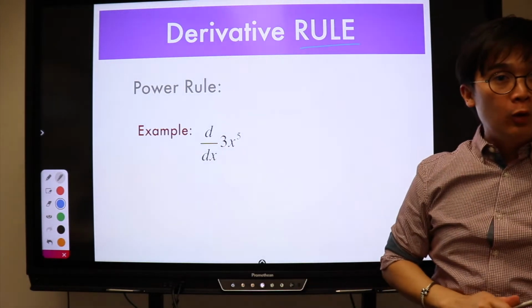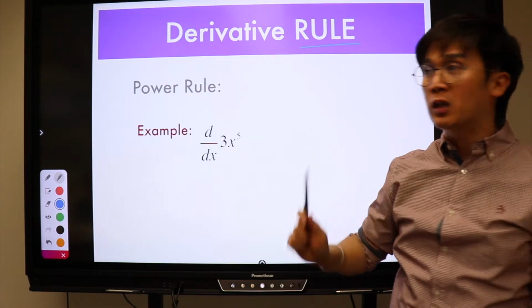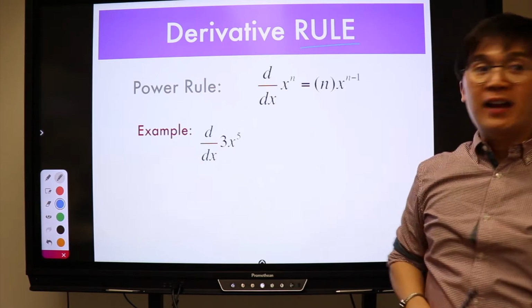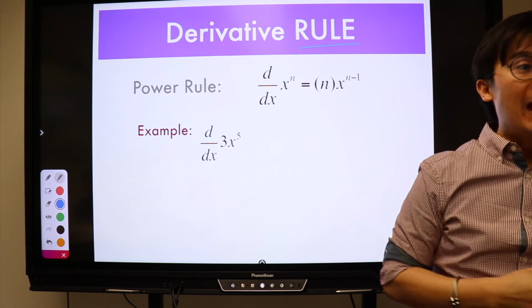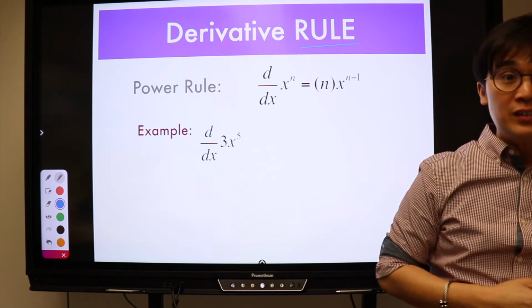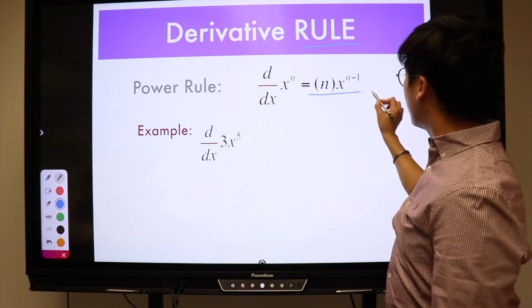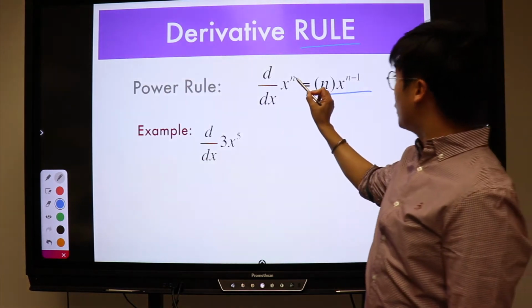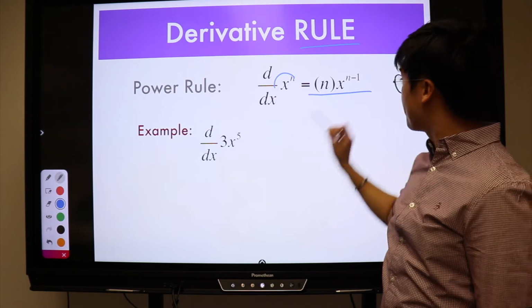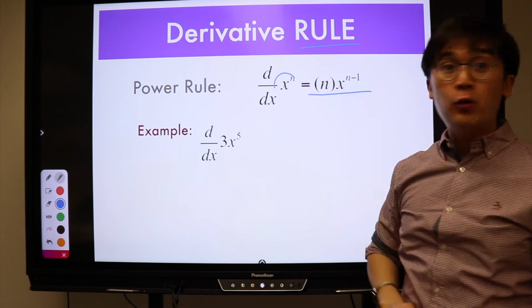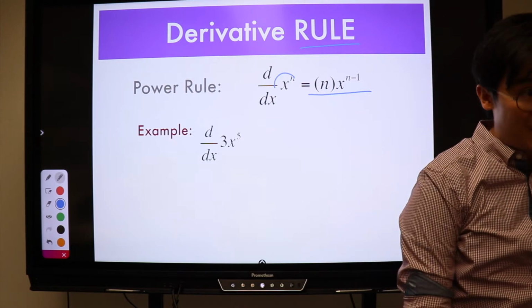And the power rule applies to any polynomial that is looking like this. Any polynomial x to the n, its derivative can be found using this rule. What you need to do is to bring down the exponent and subtract 1 from the exponent and you will find your f prime of x.